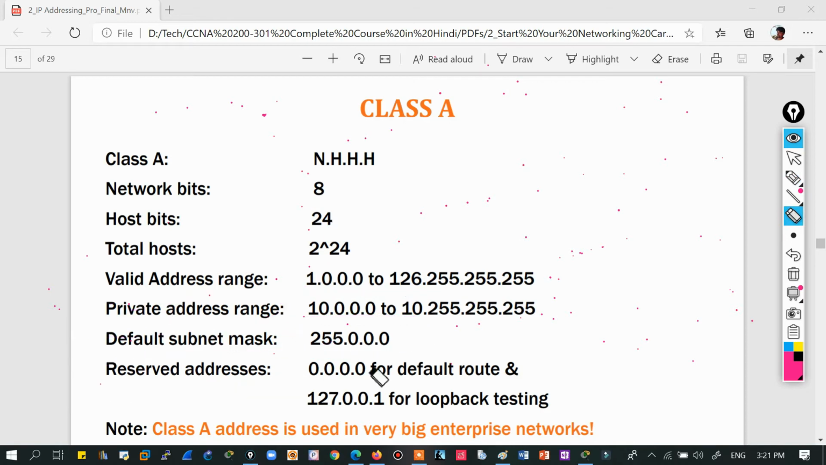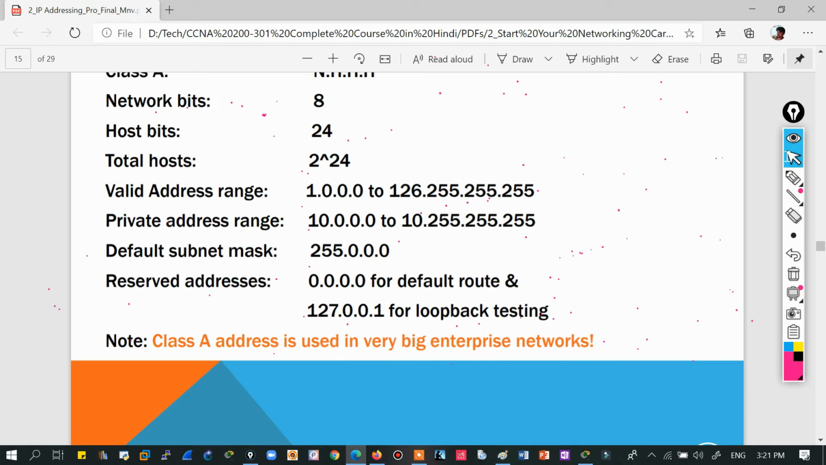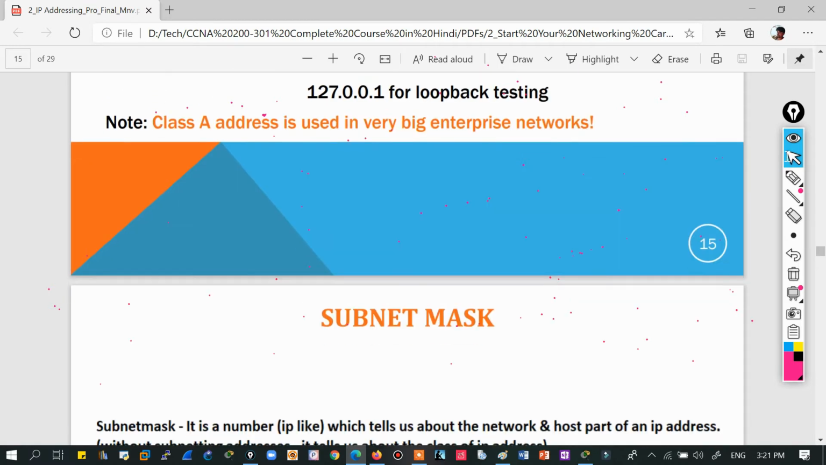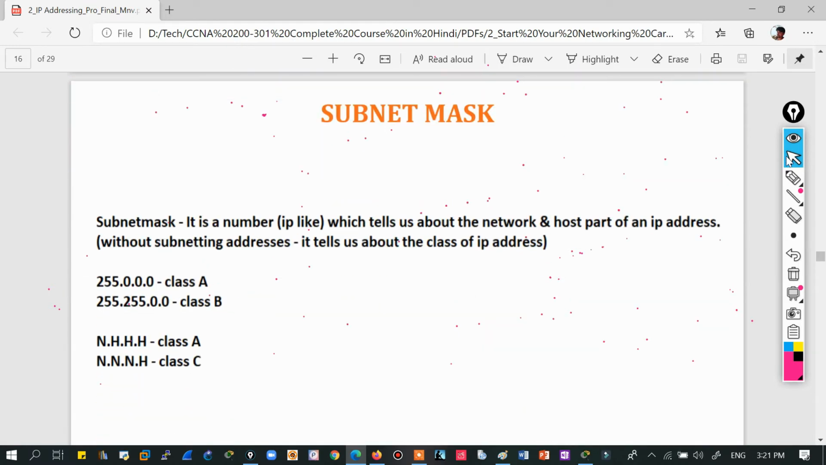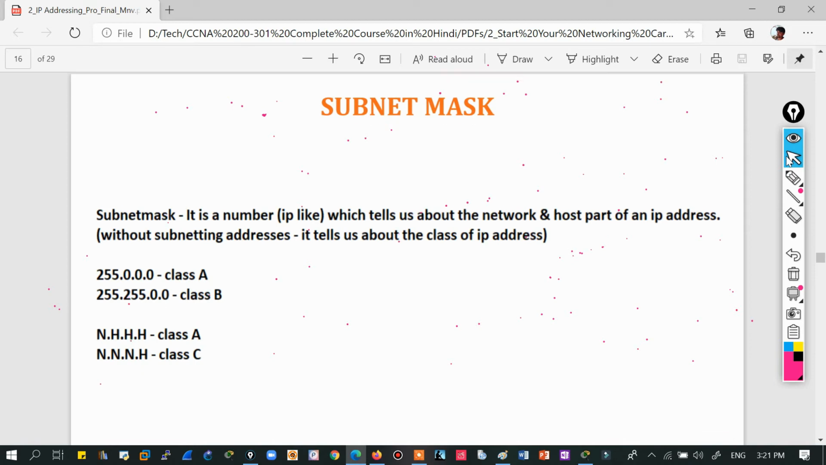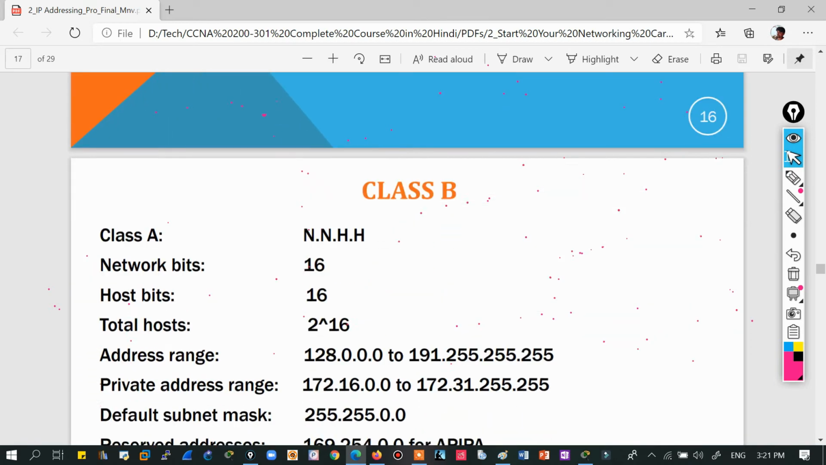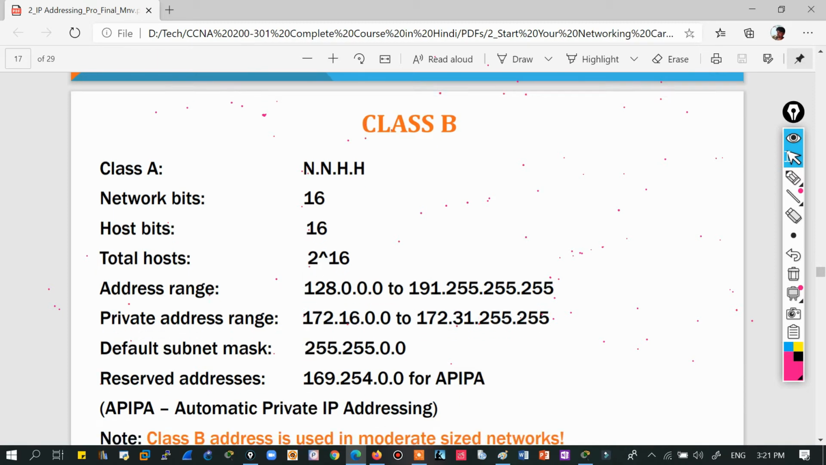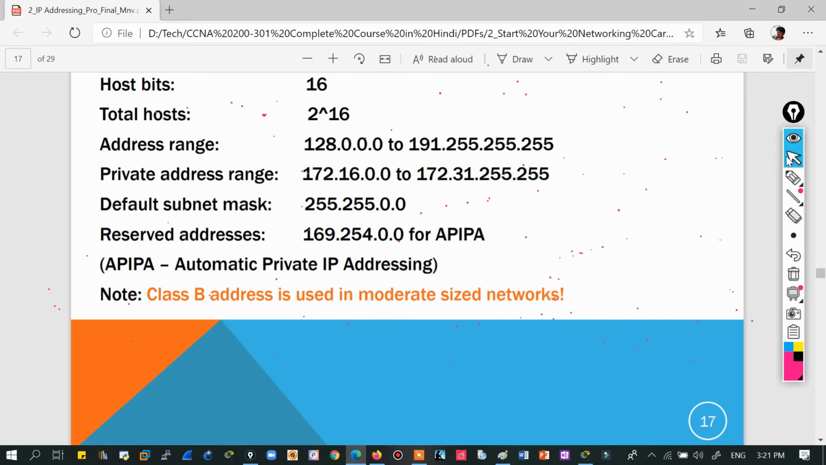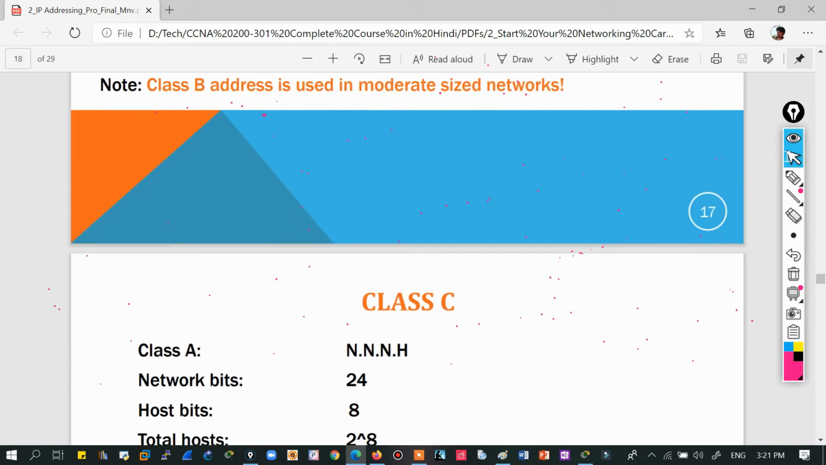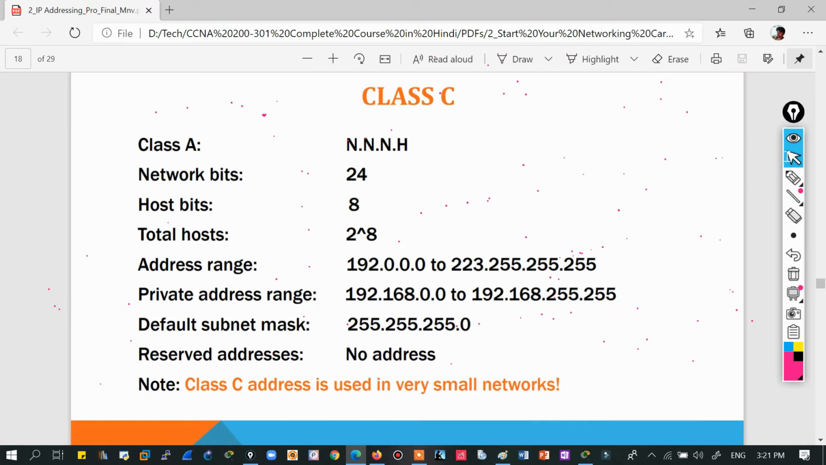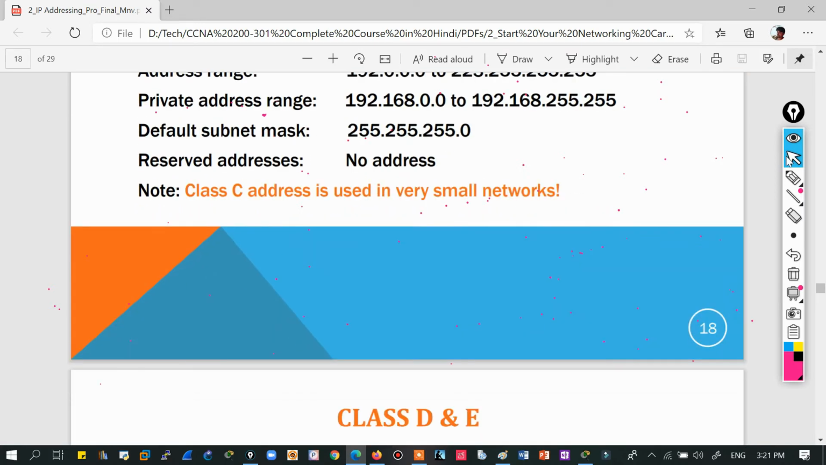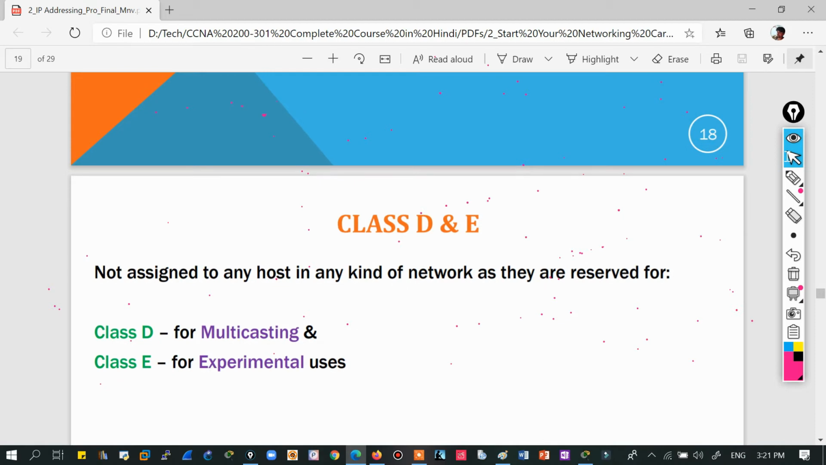Okay then, let's see about class B. You can see class A addresses are used in very big enterprise networks because they have more hosts. Just clear these things first of all. This one is about class B, right? I'm not talking about reserved addresses right now. Class B is used in moderate sized networks. Class C is used in small networks, right? Class D and E. Class D is reserved for multicasting.